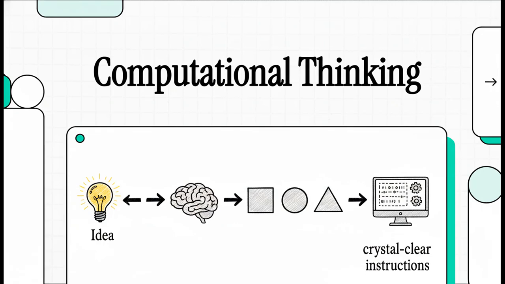Have you ever had that light bulb moment, a brilliant idea for an app or a program, but then you just stop? You get stuck wondering, how do I actually tell a computer what I want it to do? Well, today, we're going to break that down. We're talking about the journey from a human idea to a set of crystal clear instructions a machine can follow. This, my friends, is the essence of computational thinking.